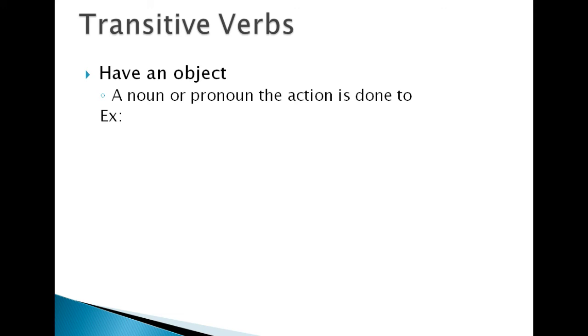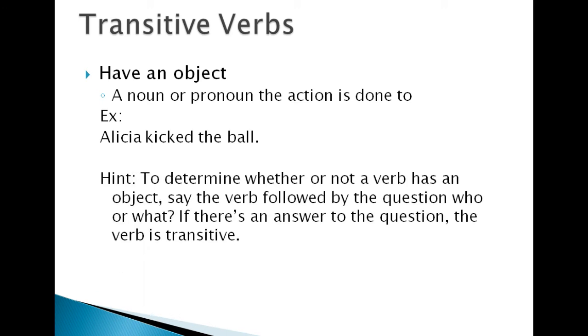For example, Alicia kicked the ball. The verb is kicked because that is what Alicia is doing, or has done in this case. And there is an easy way to determine whether or not the verb has an object. You identify that verb, in this case kicked, and then you ask kicked what or whom. If there's an answer to that question that is a what or a who, then the verb is transitive. If the answer is a how, then the verb is not transitive.